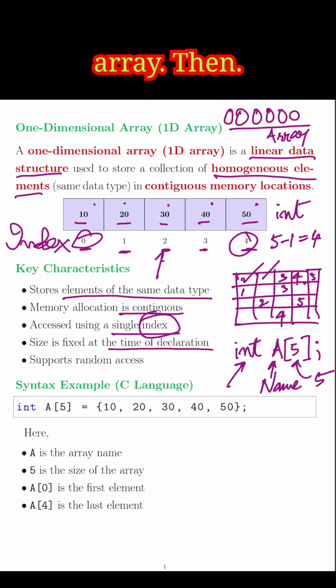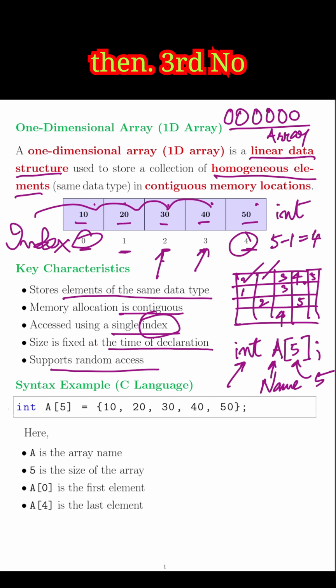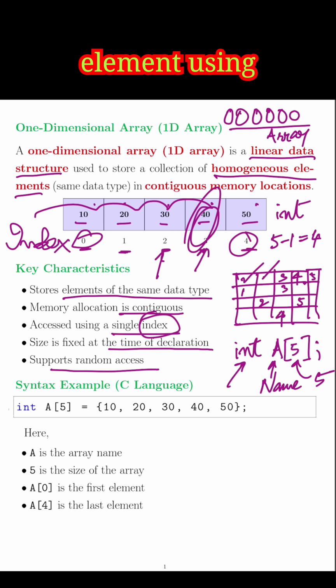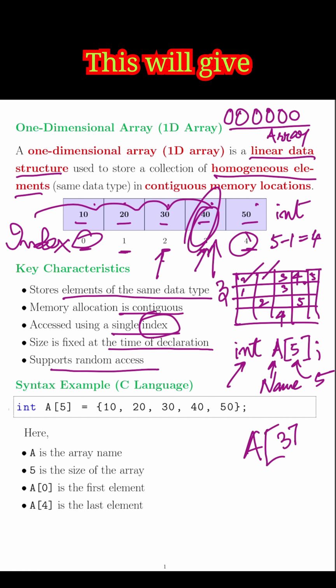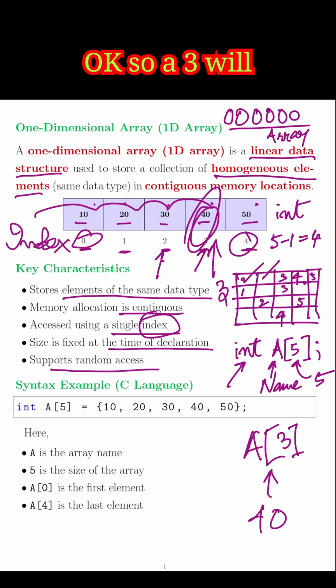Then it supports random access. That means, say if we want to access the third index element in the array, we don't need to go to the first, then second, then fourth, then third. No, we don't need to do this. We can simply access this element using its index, that is 3. We can write a[3]. This will give us access to the fourth element, which is 40. Okay, so a[3] will give us access to 40.